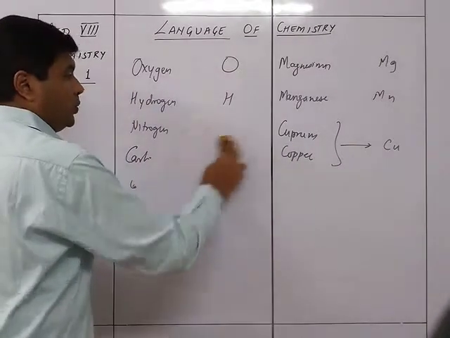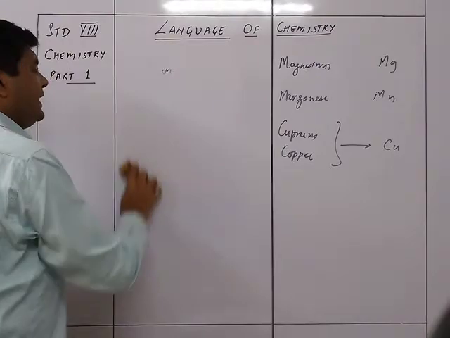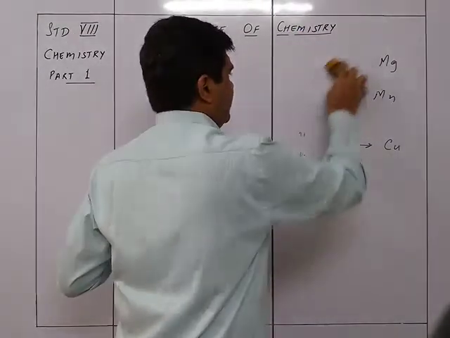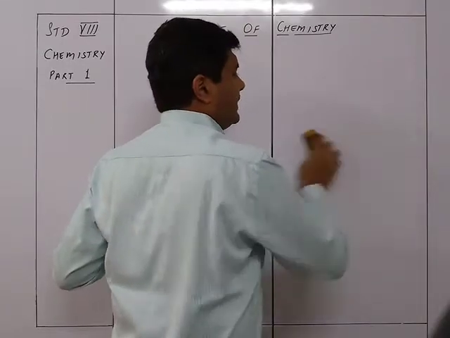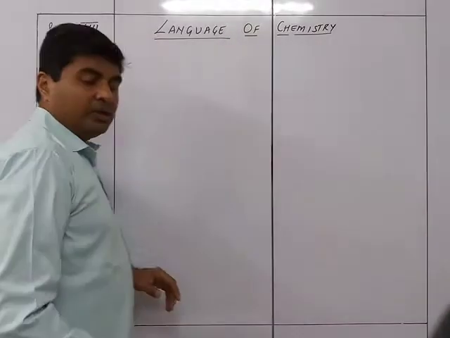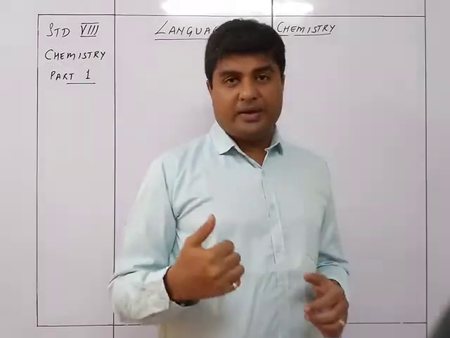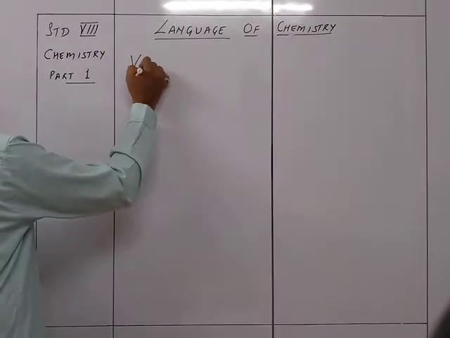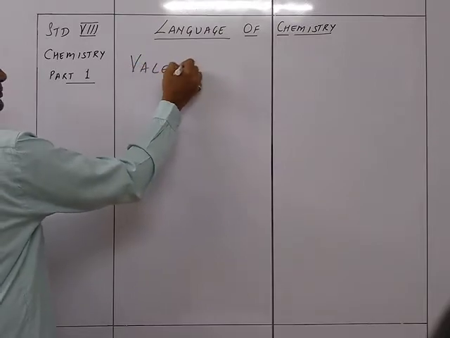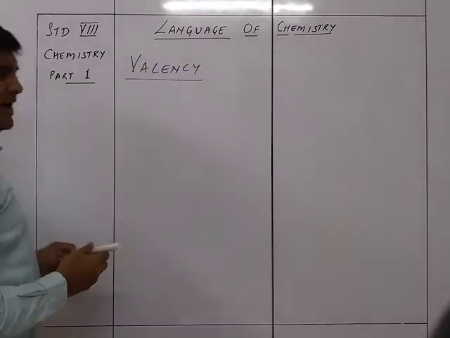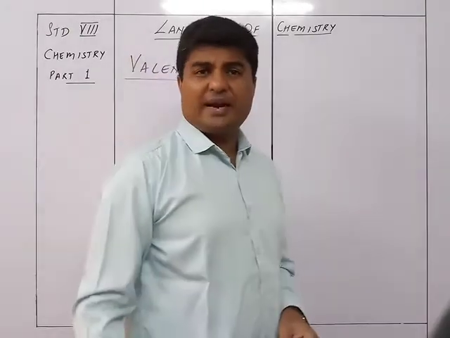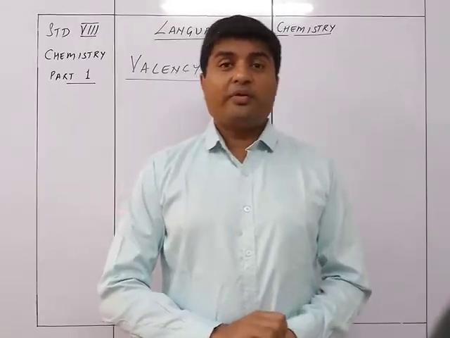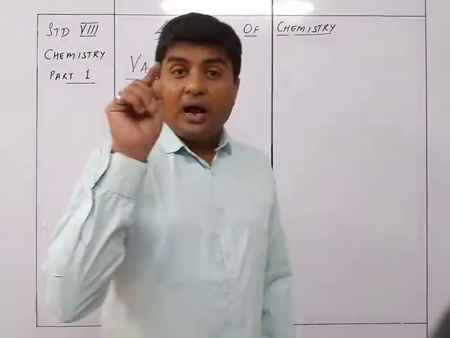Now before we understand how to frame the words of chemistry, we need to know a very important property of an element which will help us to identify how the compound formation will take place. And that important thing over here is the valency. Valency. You have studied this. When did you study it? In atomic structure.